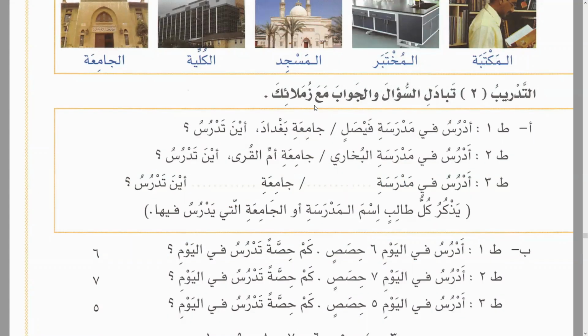تبادل السؤال والجواب مع زميلك. Right? أدرس في مدرسة فيصل. جامعة بغداد. أين تدرس؟ This is a round robin exercise, like they sit in a circle and keep asking each other. أدرس في مدرسة البخاري. جامعة أم القرى. أين تدرس؟ So it goes on. يذكر كل طالب اسم المدرسة أو الجامعة التي يدرس فيها. Every student mentions the name of a school or university in which he studies.